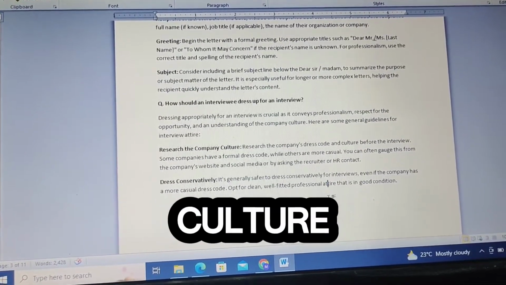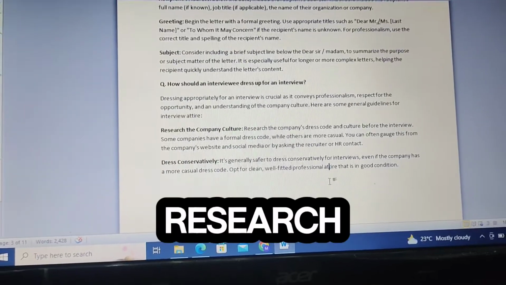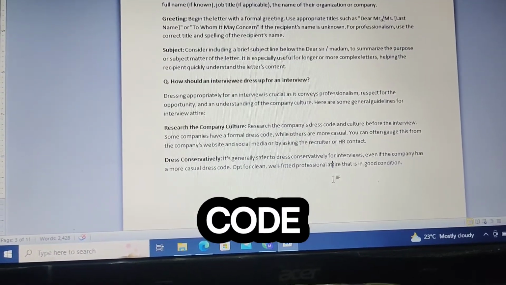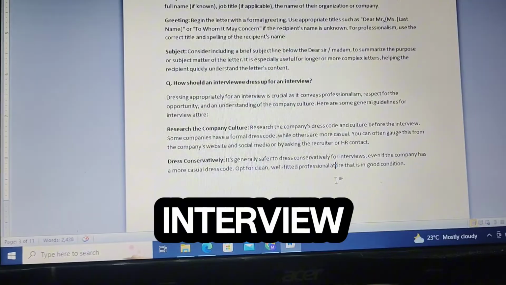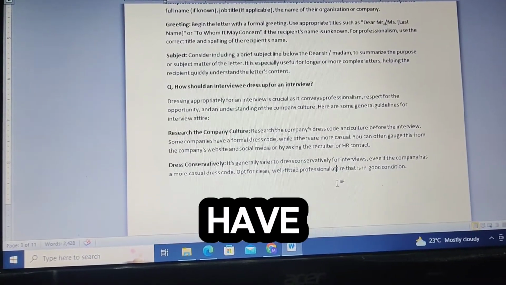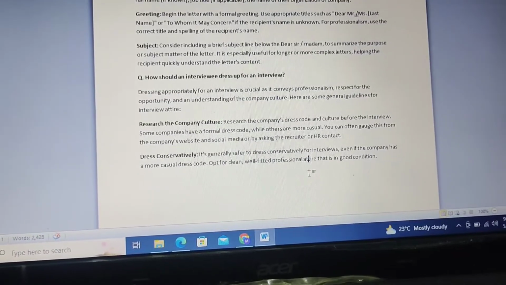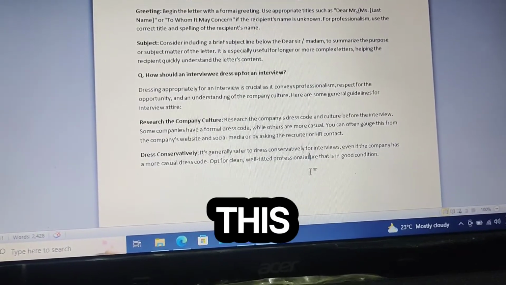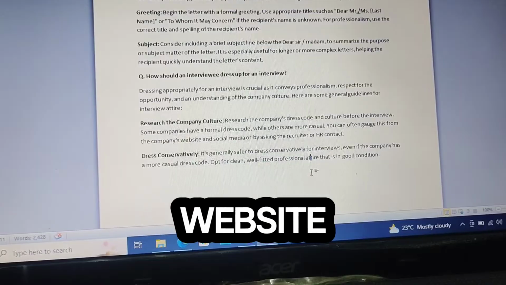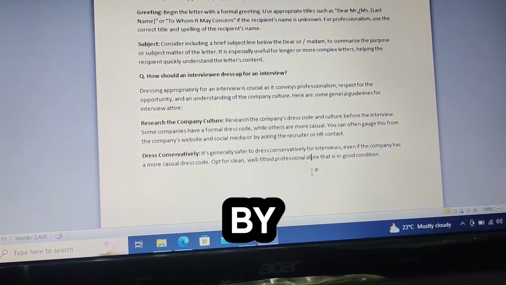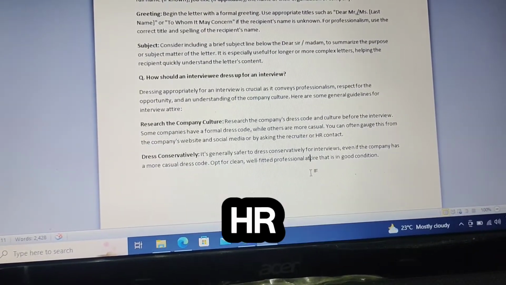Research the company culture. Research the company's dress code and culture before the interview. Some companies have a formal dress code, while others are more casual. You can often gauge this from the company's website and social media, or by asking the recruiter or HR contact.